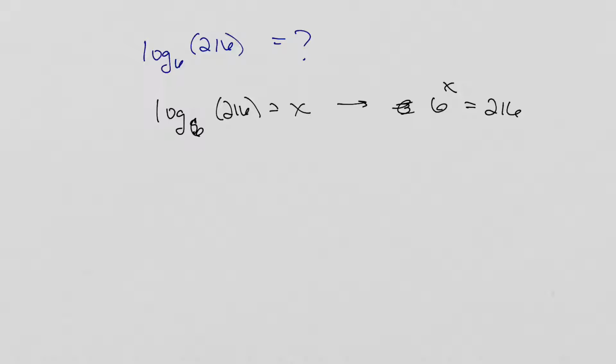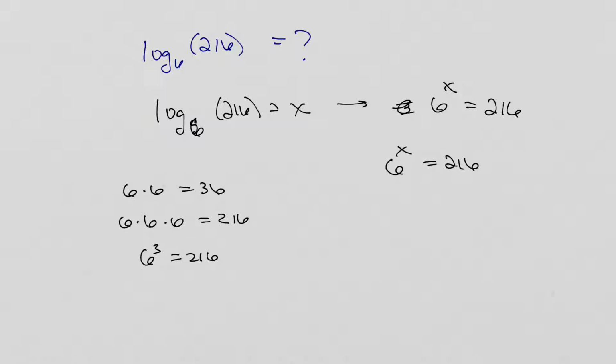And if you think about 6, 6 times 6 is 36. 6 times 6 times 6 equals 216. So 6 to the third equals 216, which means I could come over here and say 6 to the x equals 216, but 216 is 6 to the third. So in order to solve this, these exponents have to match up, so I know that x has to equal 3.